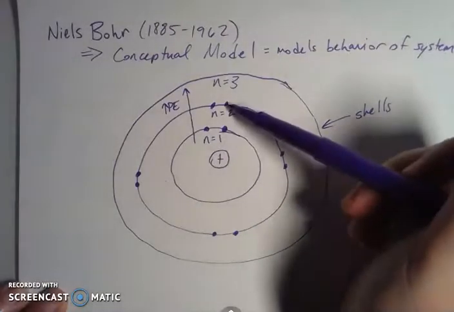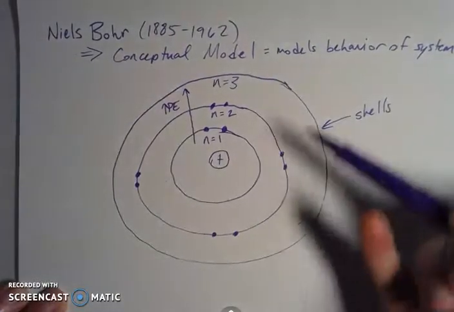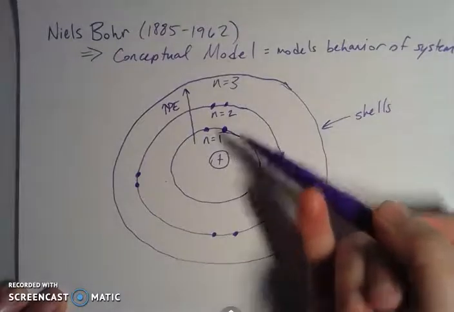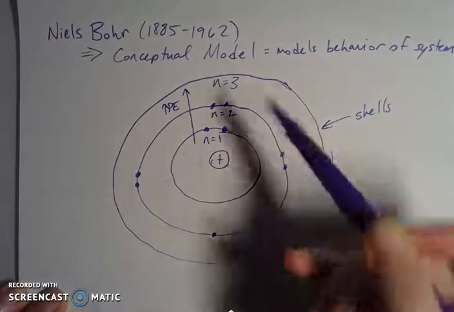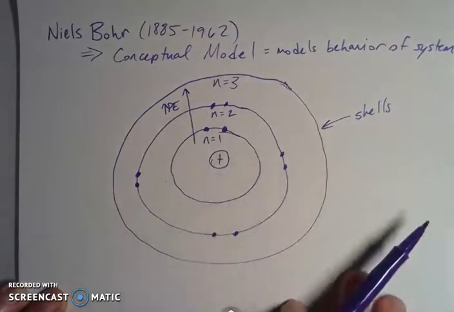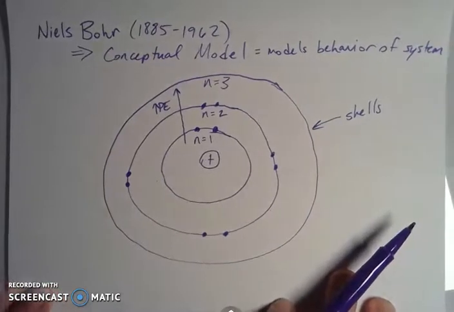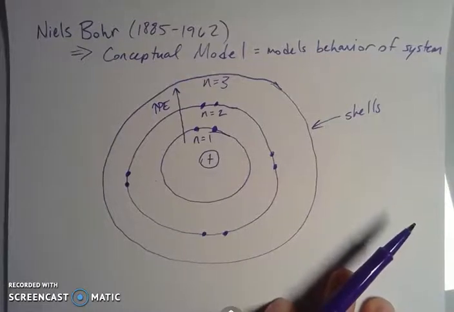So if we're thinking about the electrons as having the energies that are in these shells, the further away positionally those electrons are from the nucleus, the greater their potential is to do some sort of chemistry. And this is how we understand this. This is our conceptual model of the atom.